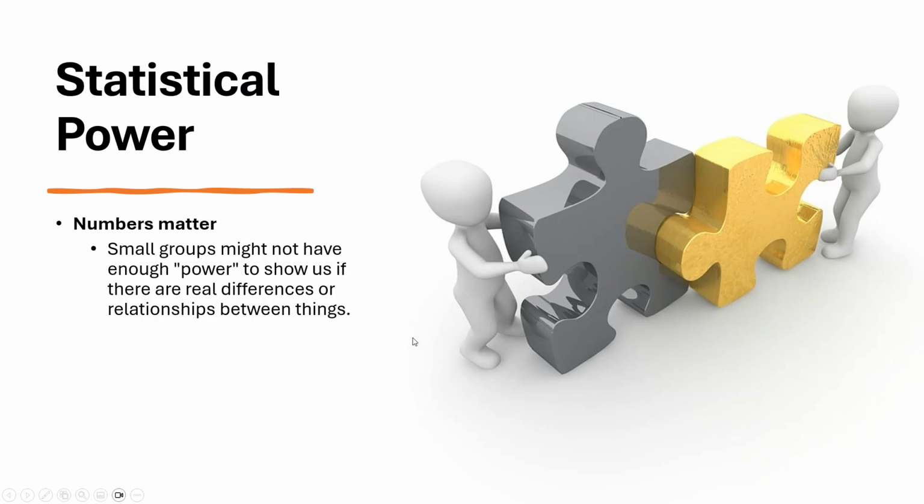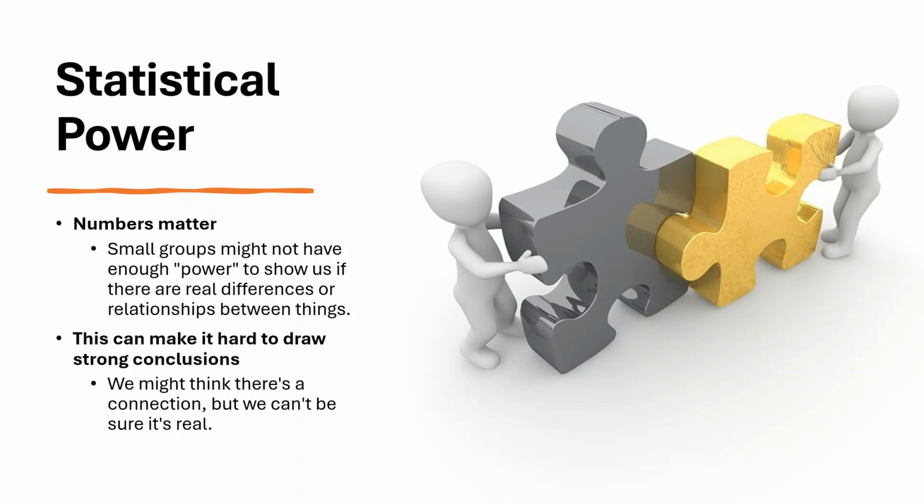Also, the kind of statistical power, if you like, because numbers matter. Small groups might not have enough of this statistical power to show us if there are real differences or relationships between things. This can make it quite difficult, quite hard for us to draw strong conclusions because we might think there's a connection, but really we can't be sure that it's actually a fact, actually real.